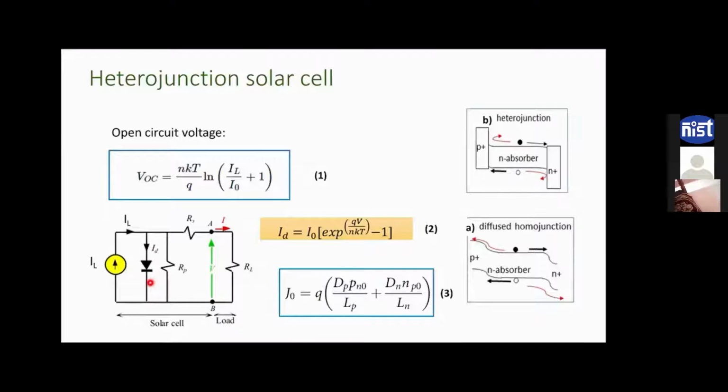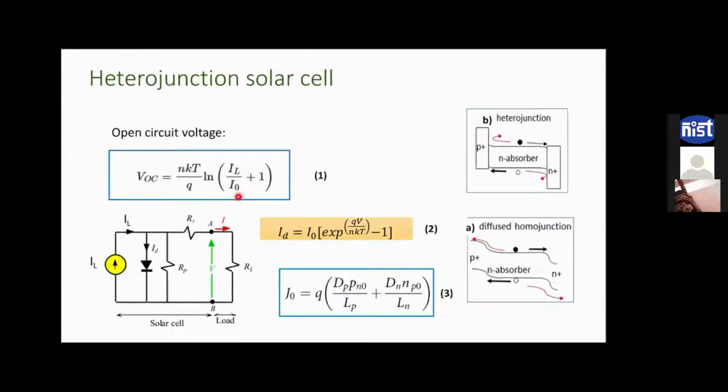What happens in a forward bias PN junction diode? The current that flows in a forward bias diode can be expressed by this equation. This is a very popular, well-known equation. And this I0 is the diode saturation current that we usually encounter when the diode is operating in forward bias. This is the same term that appears in the VOC equation.